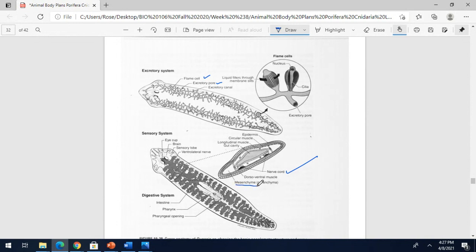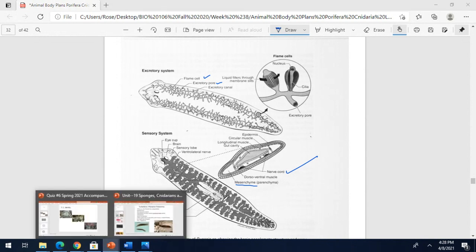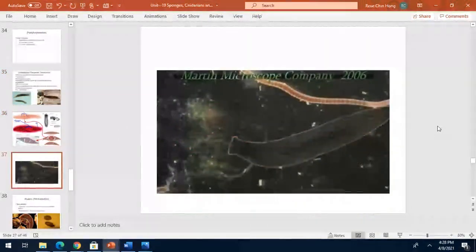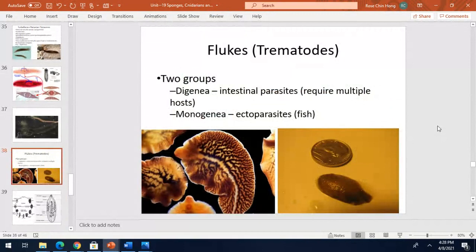So it does not, since it's acoelomate, here it has parenchyma. And what else do I need to show you guys? Circular muscles. All right, so this is how it moves around. It undulates. All right, so let us move on to the next slide because we have a lot to cover.